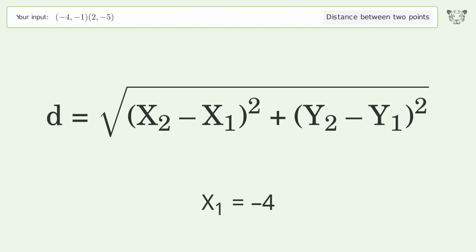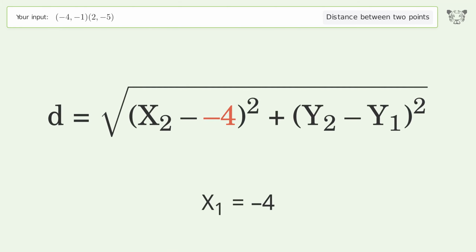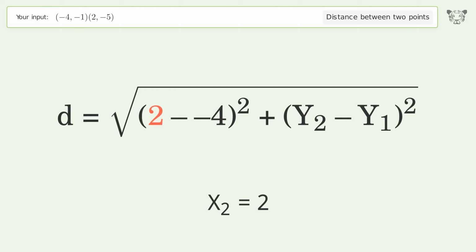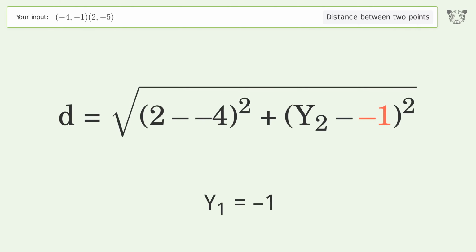x1 equals -4. x2 equals 2. y1 equals -1. y2 equals -5.